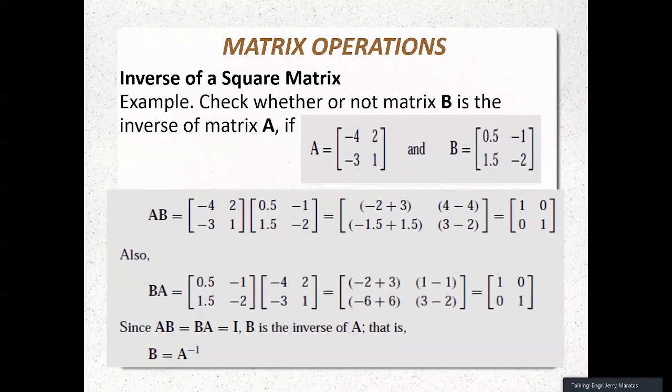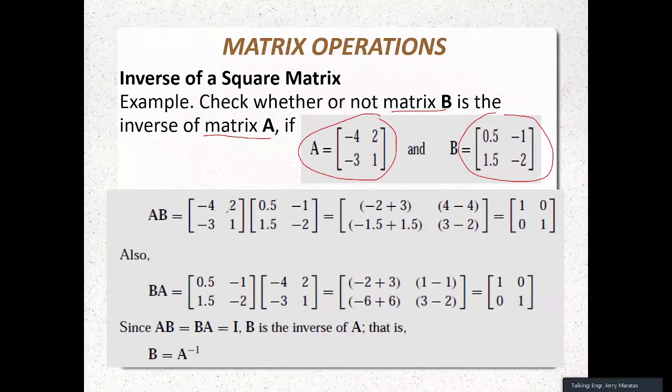Okay, now let's have an example. So now in this problem, for example, we are required to check whether or not matrix B is the inverse of matrix A. So this is your matrix B and this is your matrix A. So again, to check if this matrix B is the inverse of this, you simply apply the definition of the inverse matrix. That is, if we multiply the two, the result should be an identity matrix. If not, then it is not the inverse of the original matrix or the first matrix.